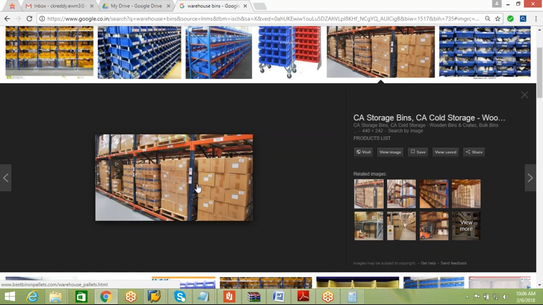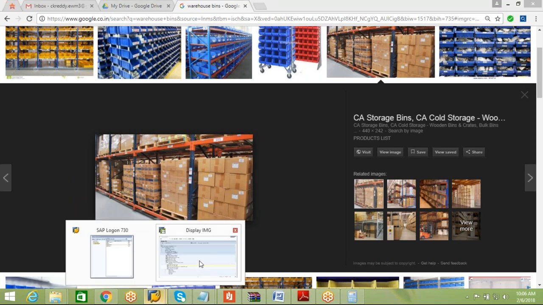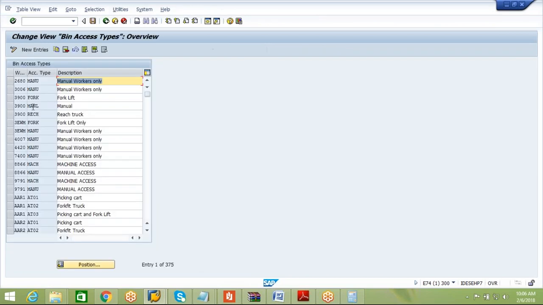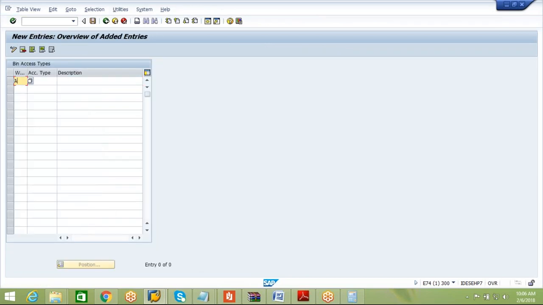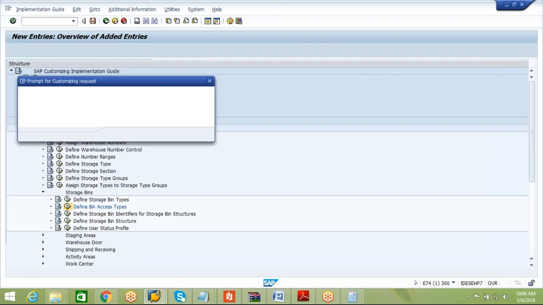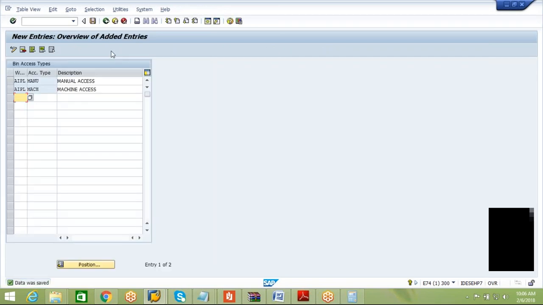So, one provision is there in extended warehouse management, bin access type. How you are going to access that bin? This will be useful in our resource management module. Okay, at this moment, we just create some bin access types. New entries: AIPL manual access, AIPL machine access. Okay, manual access and machine access.